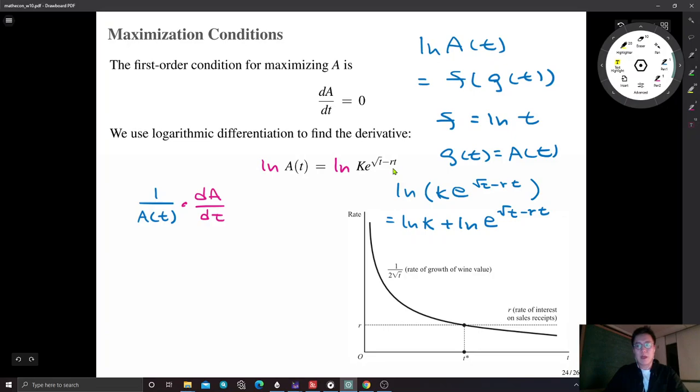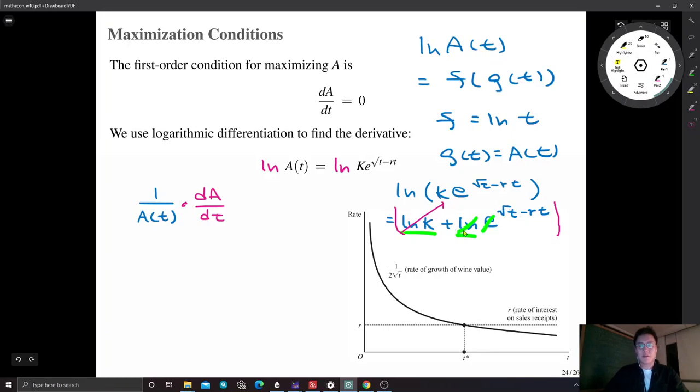Yeah. And then ln k is a constant. Okay. And then ln, natural logarithm, is defined as the inverse function of the natural exponential function. So ln and e cancel off, so we are left with just the exponent. Okay. So now we take the derivative with respect to time t. So k is a constant, so that goes away.